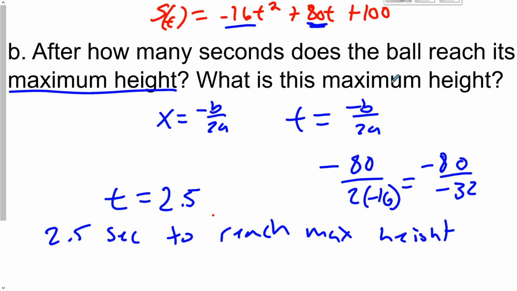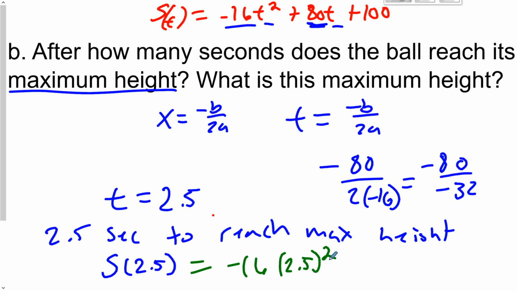Now we want to know what is that max height. So now we got to plug this 2.5 in for t and solve. So s of 2.5 means I'm just plugging in t in my equation, right, and then solving. So negative 16, I got to take this 2.5 first, square it, and then times by negative 16. Then I'm going to add 80 times 2.5, and then I'm going to add 100.